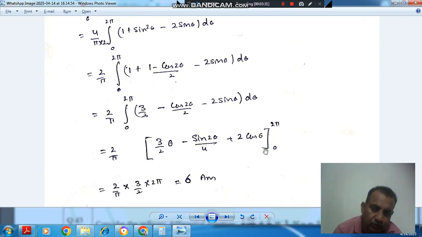So putting this limit, we will have this part only, because the other two parts will vanish. So it will be 3/2 into 2π, and this will be 2/π. So 2 will cancel out, π will cancel out. So the answer is 6. So the answer is 6.